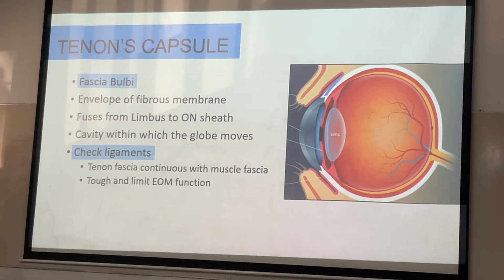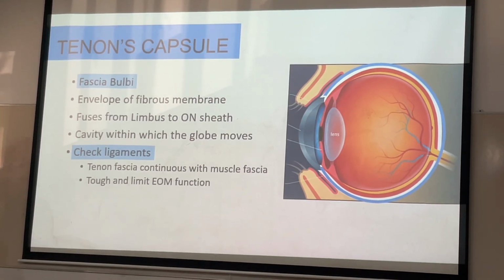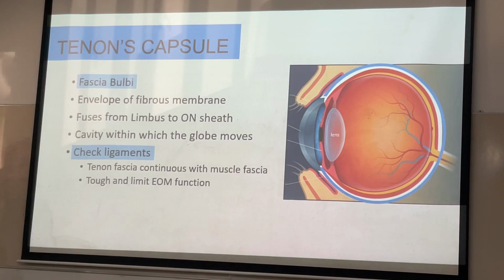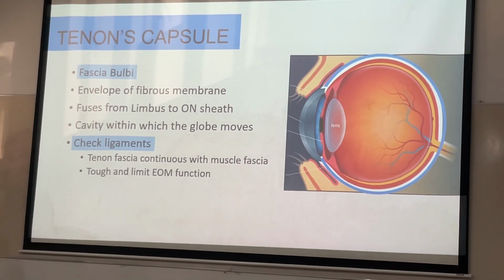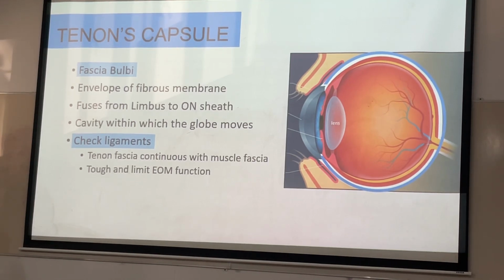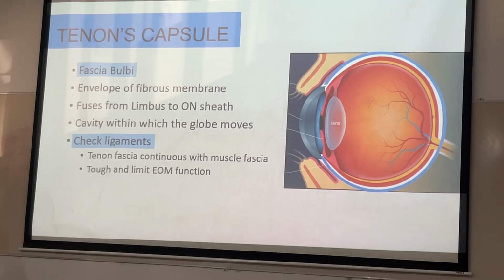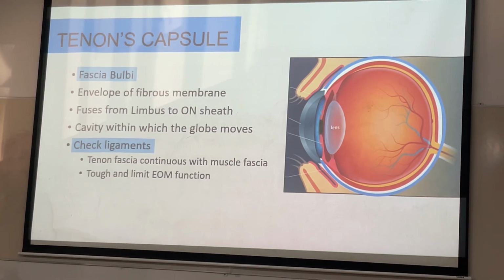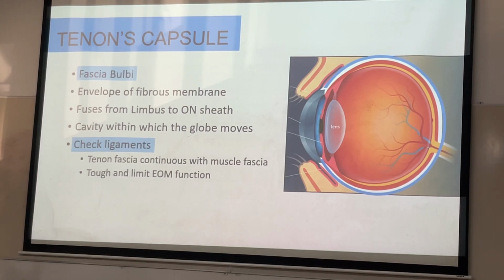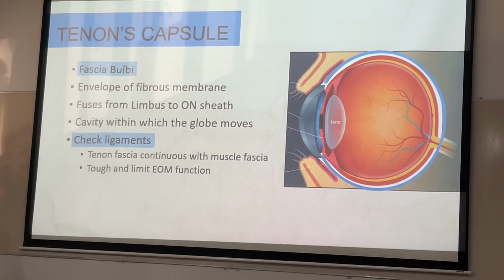Next is your Tenon's capsule. So this is also known as your fascia bulbi. So this lies directly behind your bulbar conjunctiva and before the sclera. So this is an envelope of fibrous membrane which fuses from the limbus up to the optic nerve sheath. So this is the cavity within which the globe moves. Okay, no? So if the red structures are your conjunctiva and the white is your sclera, no, there's an imaginary capsule, no, which highlighted in blue is your Tenon's capsule.